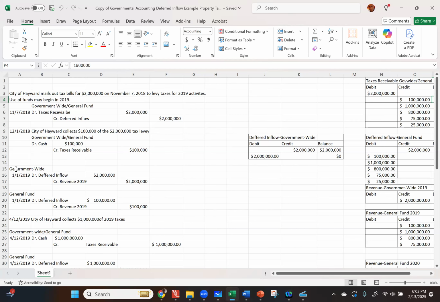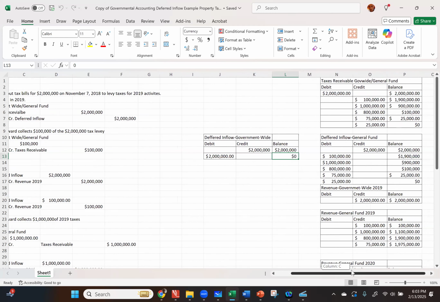Now, what happens? We come over and when we hit January 1st, 2019, now use may begin. The time requirement has been met at the government-wide level. We go ahead and we debit deferred inflow, we credit revenue. Okay, so we take the entire revenue at that point in time. So we debit the deferred inflow. Our revenue is now 0. This is at the government-wide level.